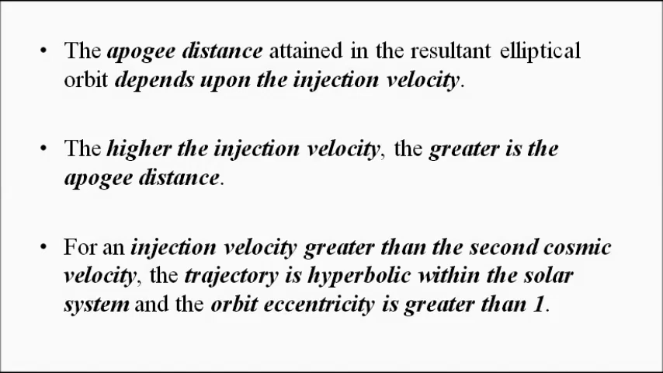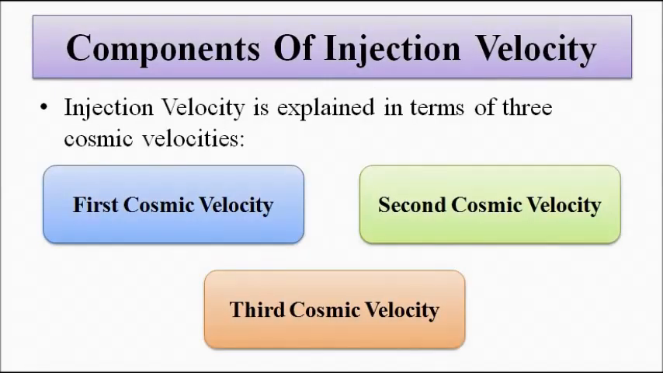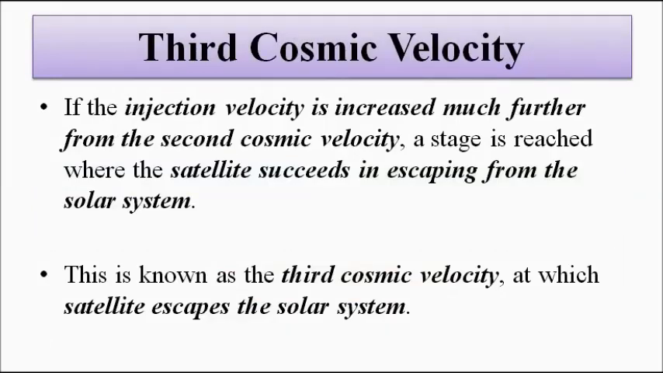Now, we have discussed the first and the second cosmic velocity. Now, we'll discuss the third cosmic velocity. From the point of the second cosmic velocity, if the velocity is increased further and further away from the second cosmic velocity value, a stage will be reached when the satellite gains enough velocity to escape from the solar system, Earth's solar system. That injection velocity at which the satellite escapes Earth's solar system is called the third cosmic velocity.